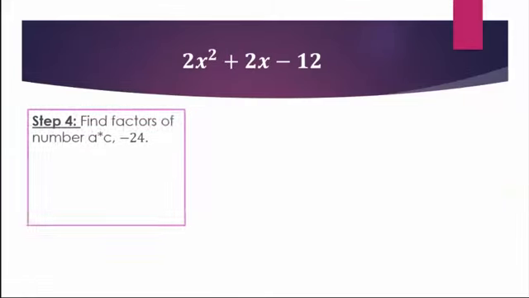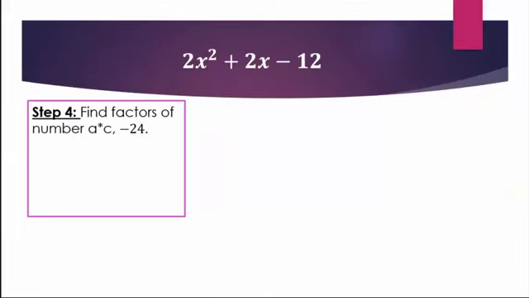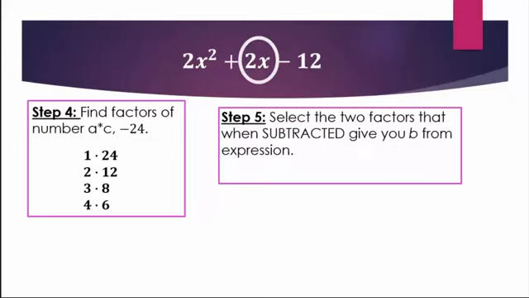Find the factors of the number that we got, which was 24. Like I said, ignore the negative sign for a little bit. Let's go ahead and just factor 24. I know it's 1 and 24, 2 and 12, 3 and 8, and 4 and 6. Okay? Step 5. Select the two factors that when subtracted give you b from the expression. Okay, wait a minute. Why is it subtracted now? If you notice, this sign that I got was a negative, a minus. So that's why I'm subtracting now instead of adding.